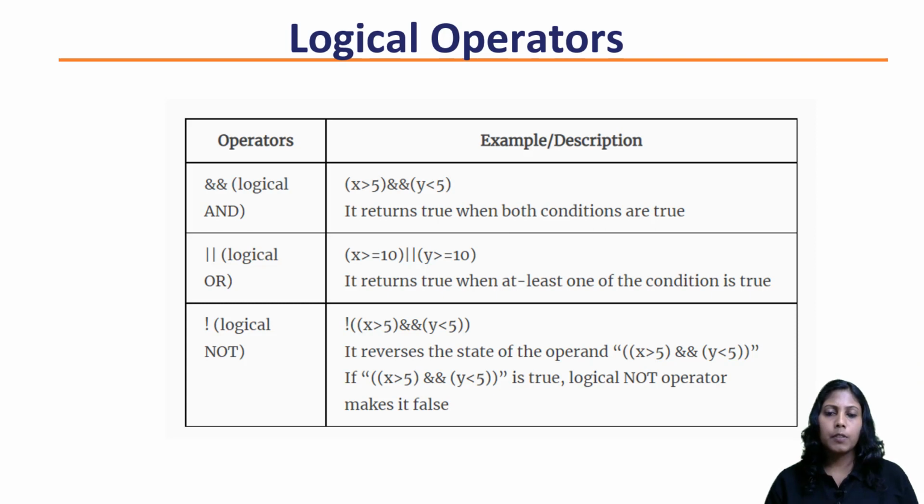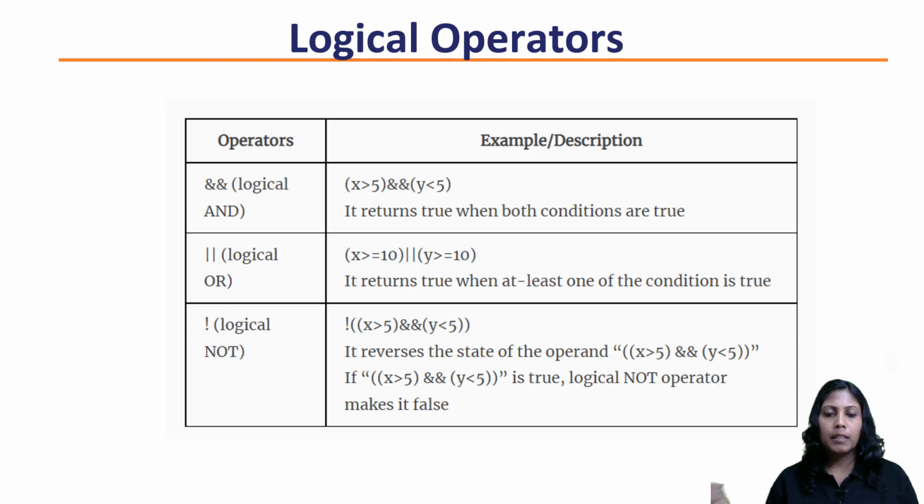Let's examine these examples. For logical and, you can see x greater than 5 and y less than 5. It returns true when both conditions are true. In the second example, for logical or, you can see x greater than or equal to 10, y greater than or equal to 10. If either one condition is true, output will be true.